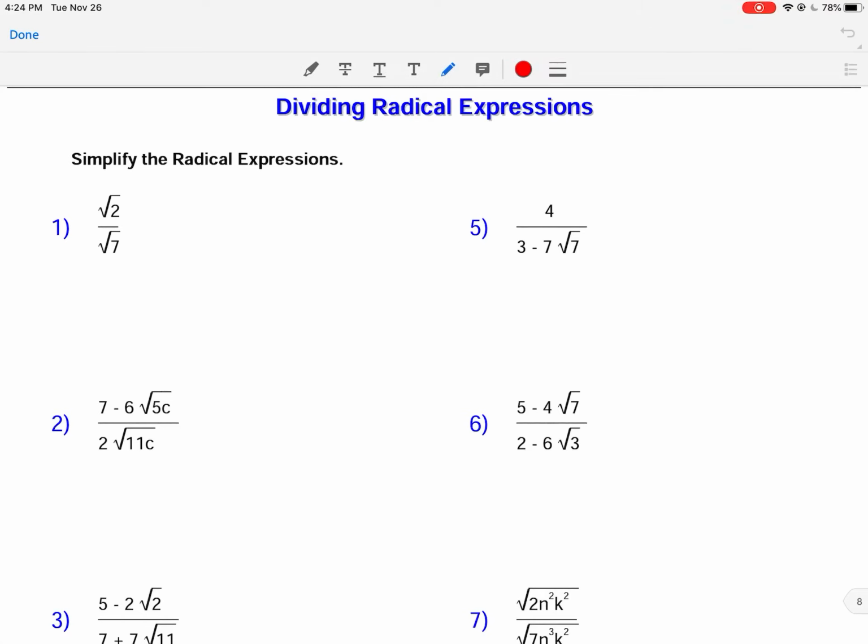Dividing. You can't have a radical on the bottom. It can't simplify, so I'm just going to multiply by the square root of 7, top and bottom. So that's square root of 14. Those multiply together over 7.